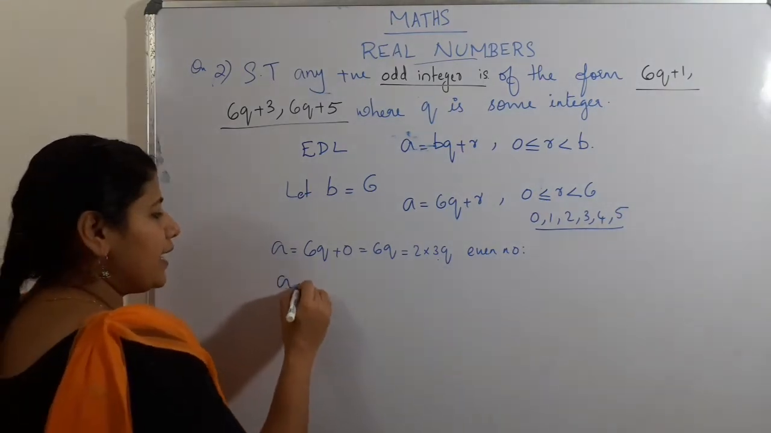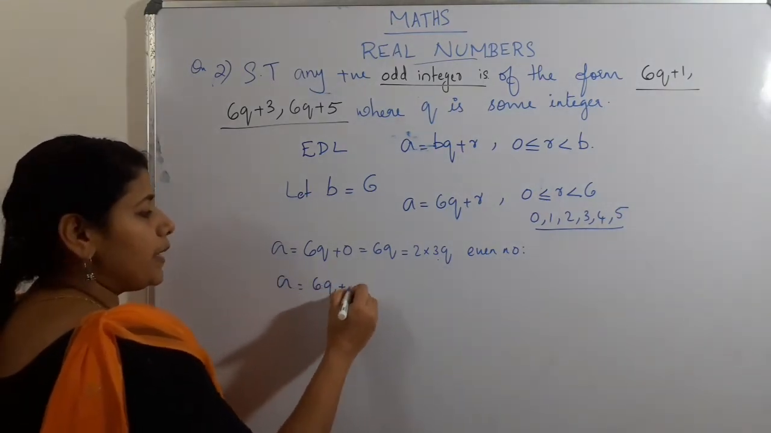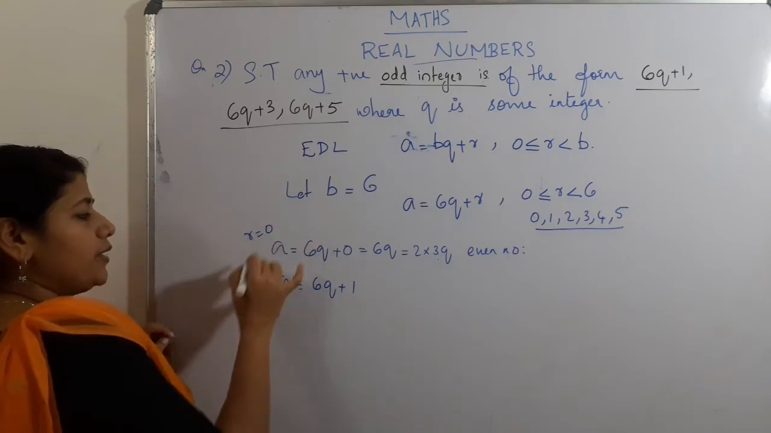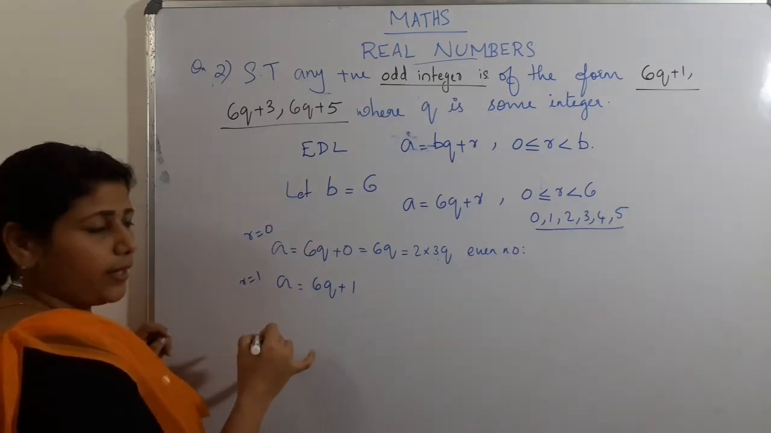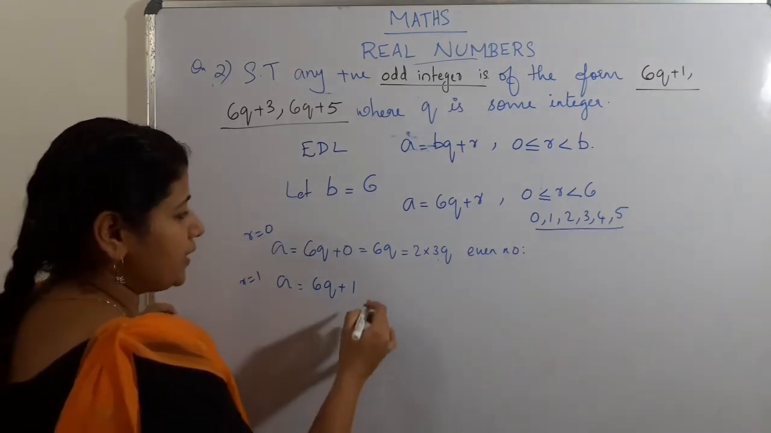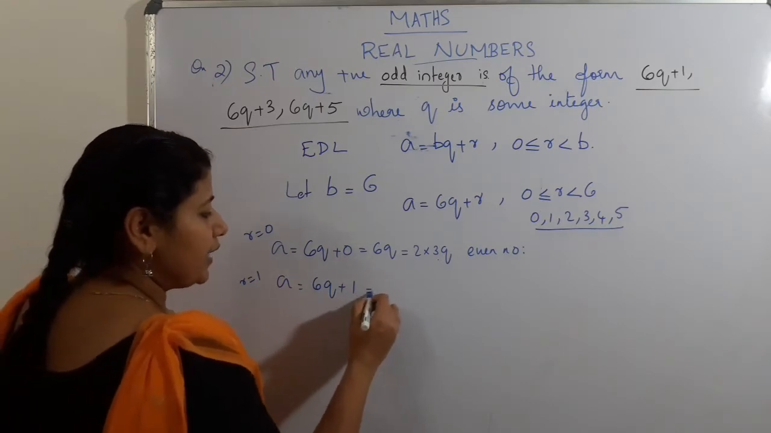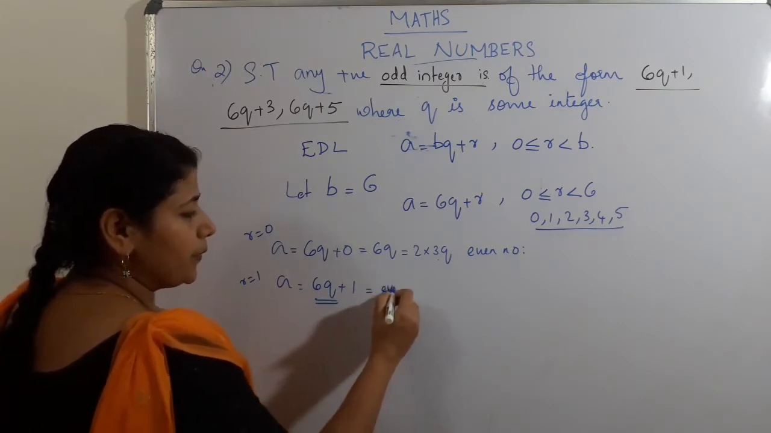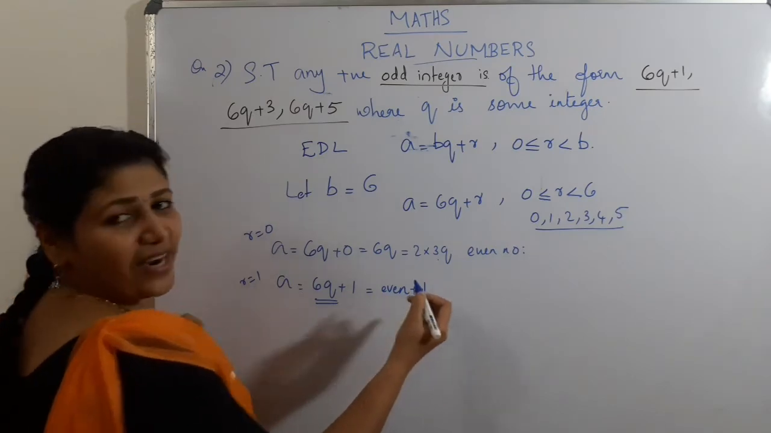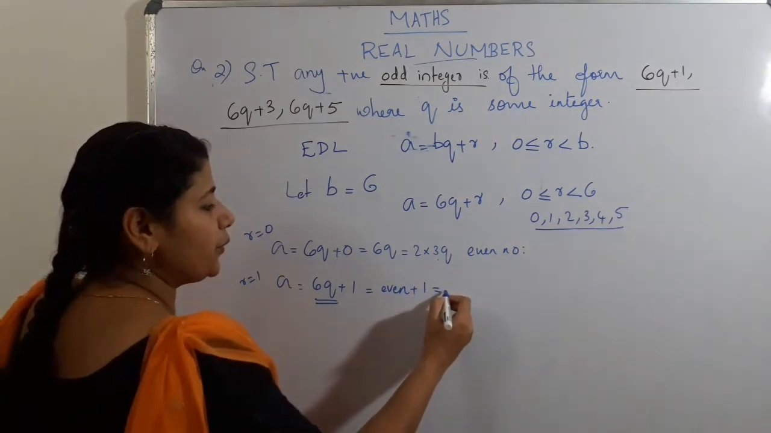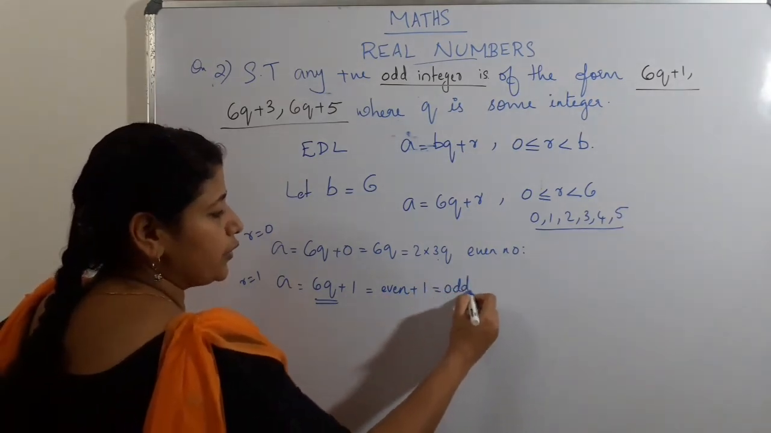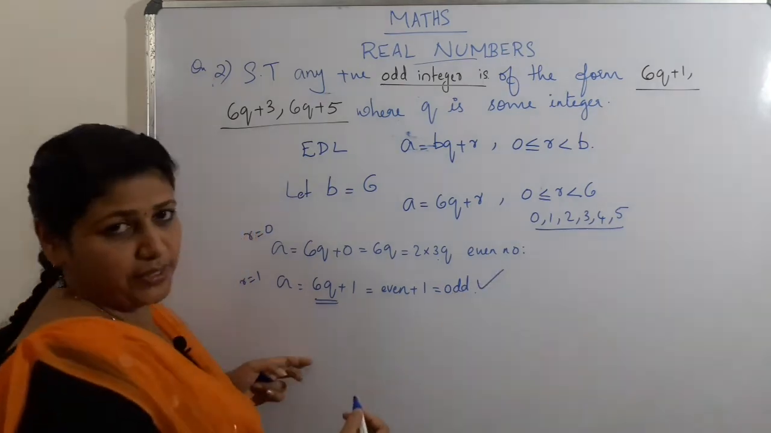Then we take a equals 6q plus r. Here r was 0; now r equals 1. So 6q plus 1. Here 6q is an even number, isn't it? Even number plus 1 is equal to an odd number. So this is a possible condition.